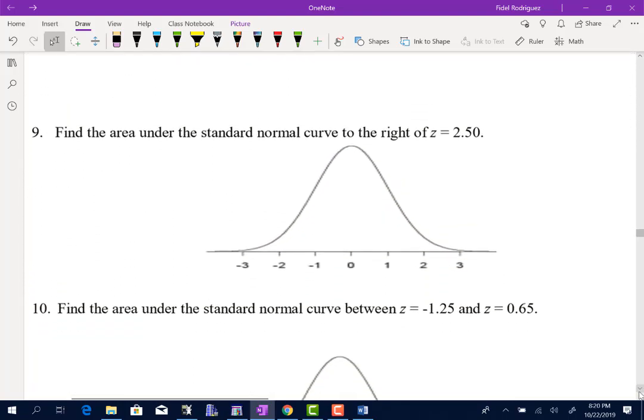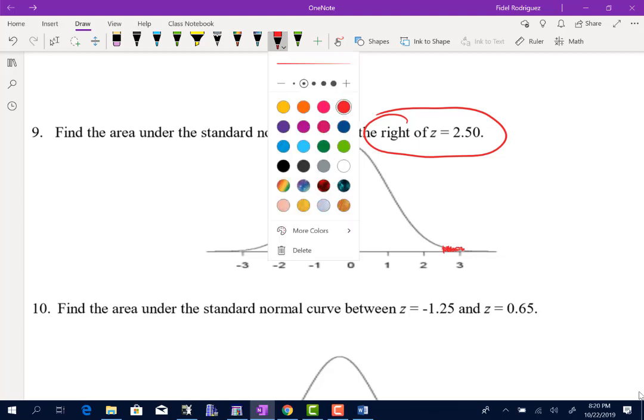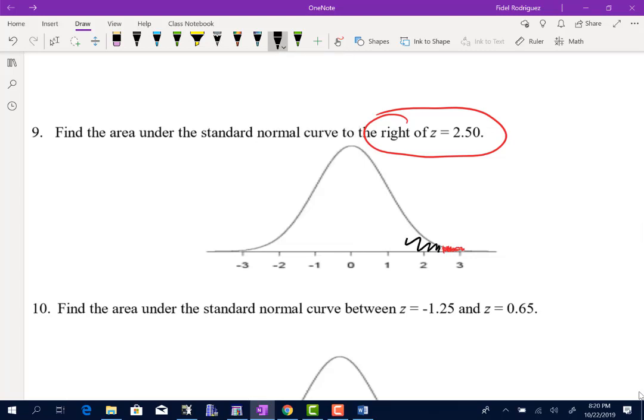All right. So again, look what it tells me to do here. It tells me to find the area to the right of 2.50. So guys, y'all agree that 2.50 is going to be this piece right here? Okay, look at that area. Does that area look like it's a lot? So the number should be kind of close to 0, right? So what we're going to do is find the area to the left, and then to find the area to the right, we can just do 1 minus, right?